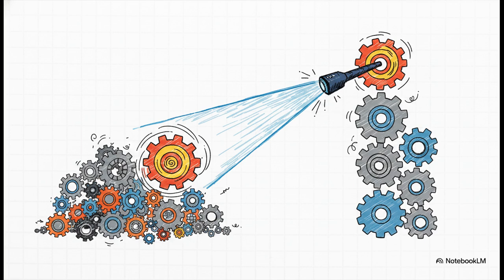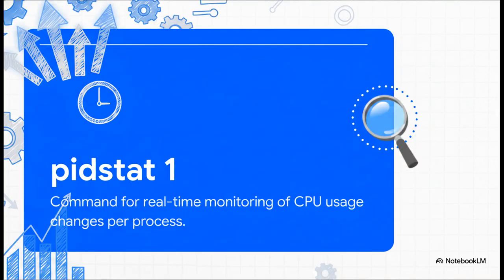By typing ps aux --sort=-%cpu | head, you're essentially using a laser pointer. This specific command instantly sorts all running processes by CPU usage and lists the heaviest hitters right at the top of your screen in one single snapshot. And finally, we complete our forensic toolkit with pidstat.